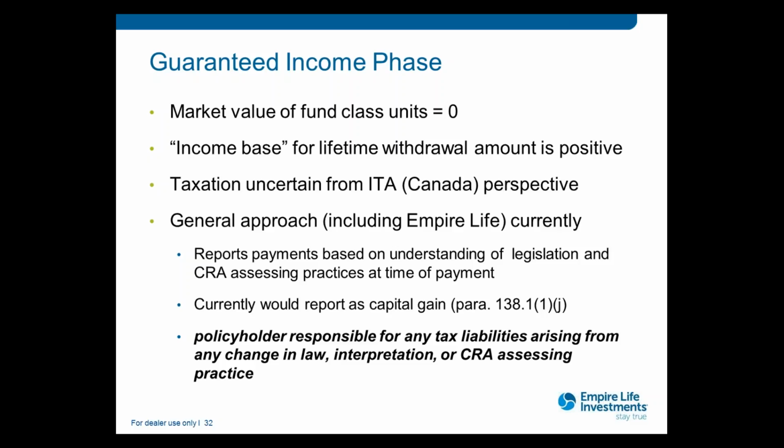And what we're very, very clear on, and all the documentation that we have, and what advisors need to be very clear on with the clients, is that the policyholder is going to be responsible for any tax liabilities arising from any change in law, interpretation, or Canada Revenue Agency assessing practice. So even if the rule was one way today, it could be very different in 10 years down the road. So you've always got to look at the law at the time that you actually look at taking out that income to figure out what your tax position is going to be on that particular contract.